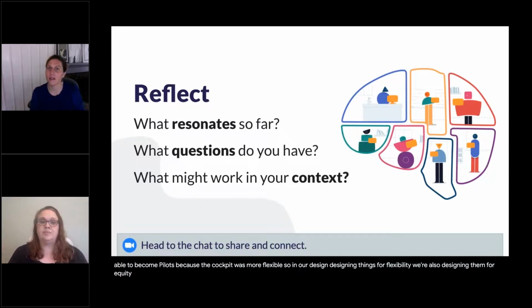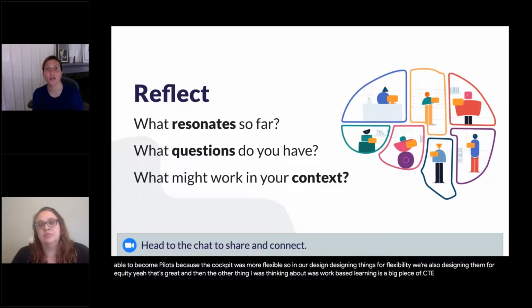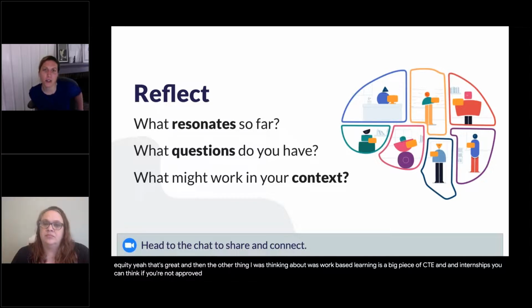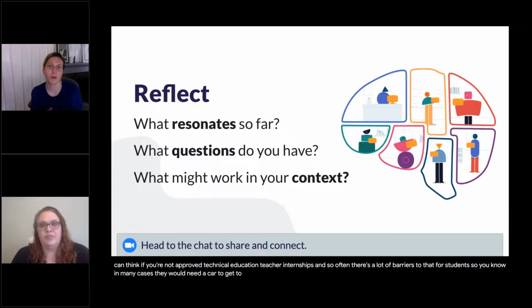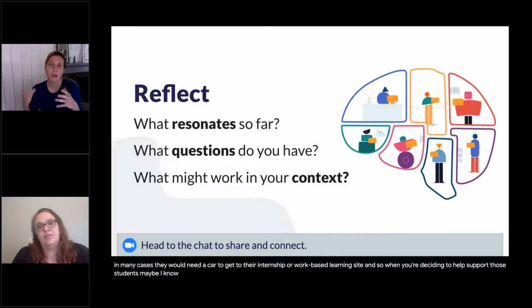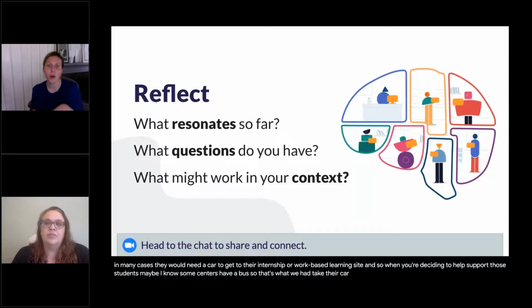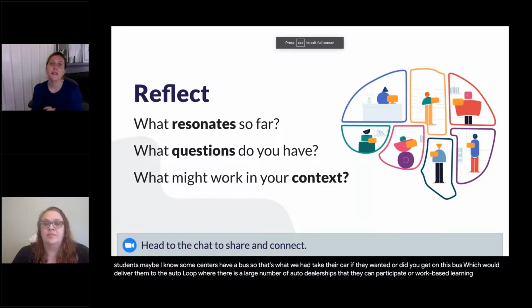Yeah, that's great. And the other thing I was thinking about was that work-based learning is a big piece of CTE, and internships. And so often there are a lot of barriers to that for students. In many cases, they would need a car to get to their internship or work-based learning site. So when you're designing to support those students, I know some centers have a bus. In Nashville, we had a bus that anyone could get on. A student could take their car if they wanted, or they could get on this bus, which would deliver them to the auto loop where there was a large number of auto dealerships that they could use as their work-based learning site.